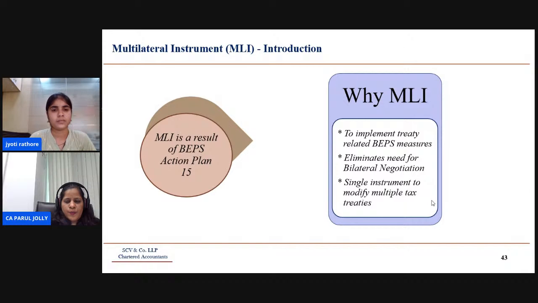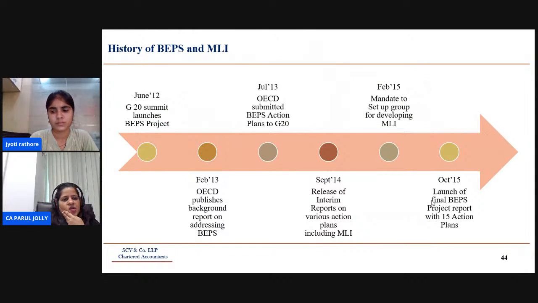So, to implement treaty-related BEPS measures, to eliminate the need for bilateral negotiations again and again, and to have a single instrument to deal with situations of base erosion and profit shifting, there was this concept of MLI, which was introduced by BEPS Action Plan 15. There was a committee formed, and the G20 Summit launched the BEPS project somewhere in 2012. Then there was a report which addresses the concerns of BEPS, and OECD submitted this BEPS action plan to G20. We have 15 BEPS action plans. Then there was an interim report on various action plans, including MLI. MLI is through Action Plan 15. Then there was a mandate to develop this MLI because everybody felt that this single instrument can help in reducing base erosion and profit shifting.